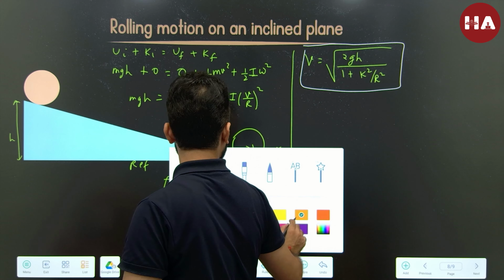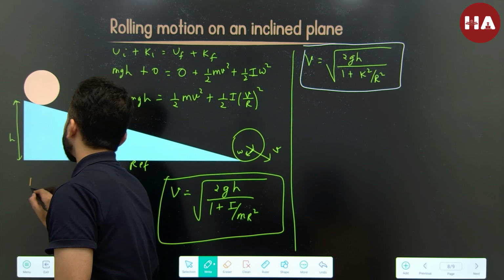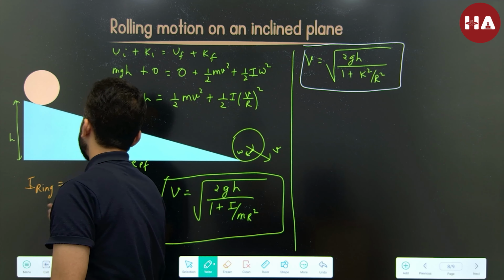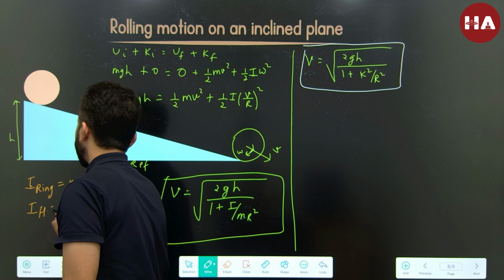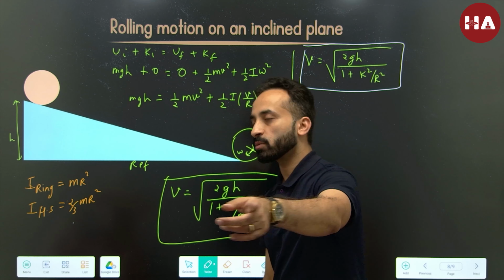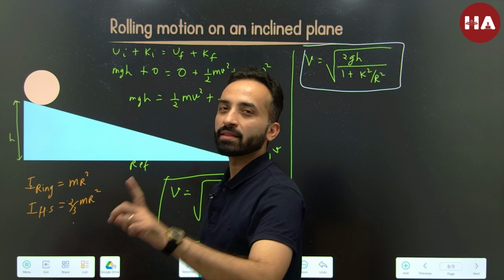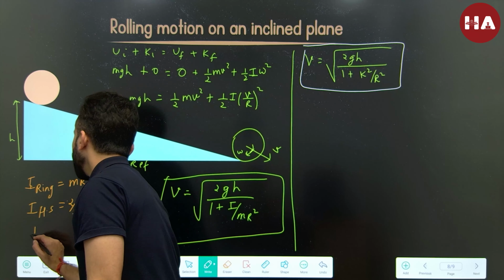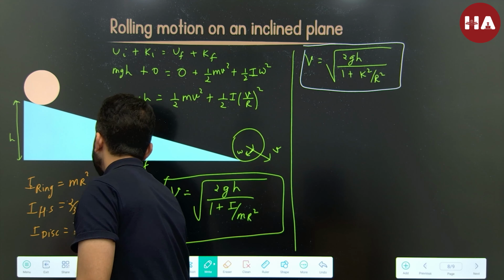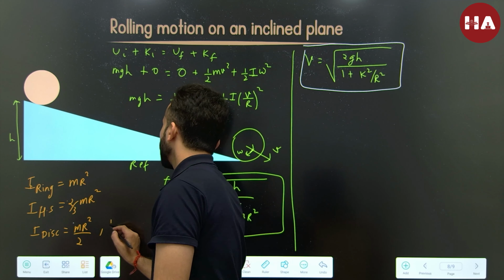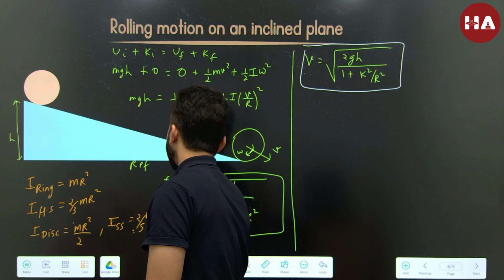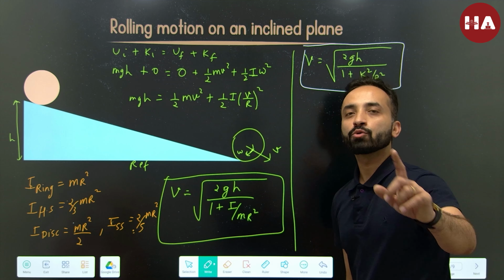I of a ring is mr square, while I of a hollow sphere is 2 by 3 mr square. So the moment of inertia of a ring is mr square, of a hollow sphere is 2 by 3 mr square, that is 0.67 mr square. Of a disk, it is mr square by 2, that is 0.5 mr square. And for a solid sphere, it is 2 by 5 mr square.